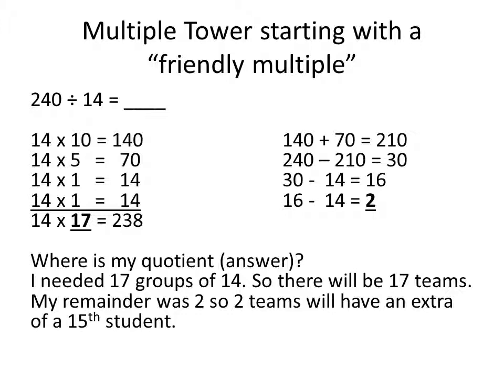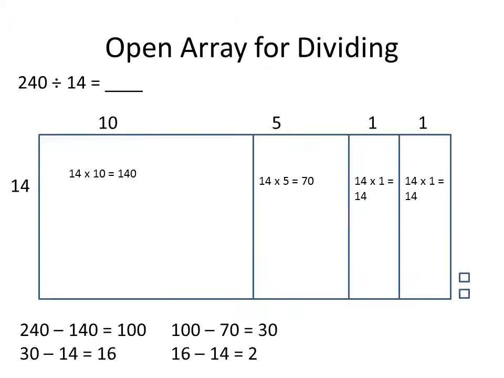The student then, as we see over here on the left side, decides to account for the 30 with one group of 14, which then leaves them with 16, and then another group of 14, which then leaves them with a remainder of 2. We know that 2 is smaller than 14, therefore there are 2 students remaining, so 2 teams or 2 groups will end up with 15 students.